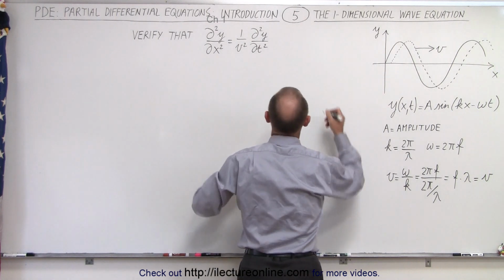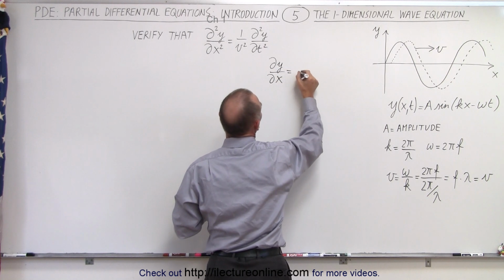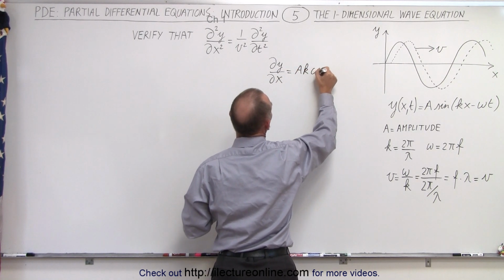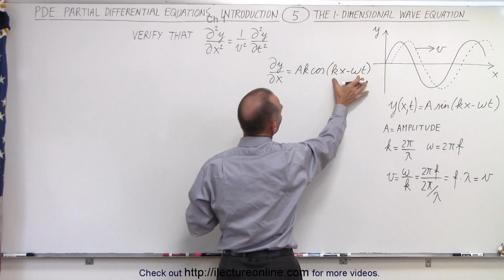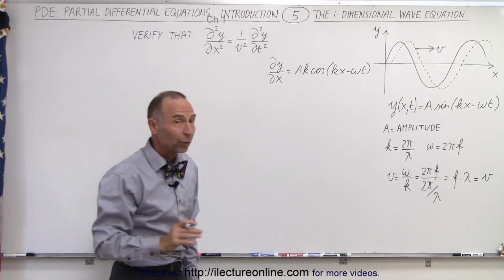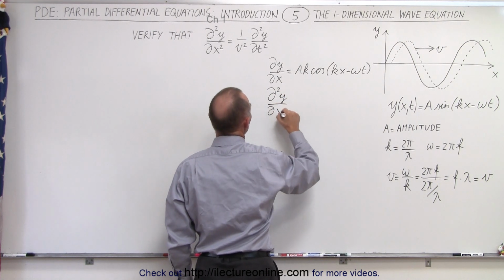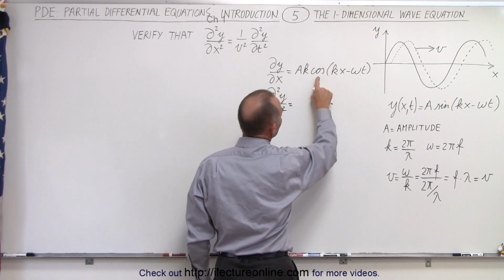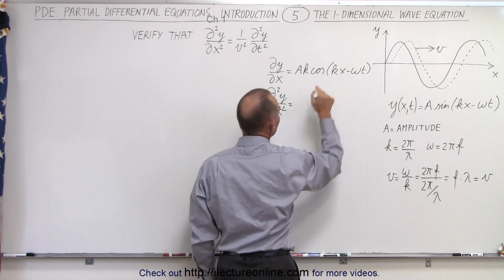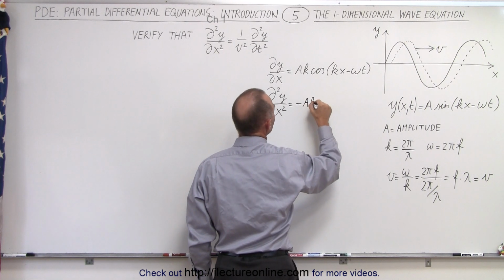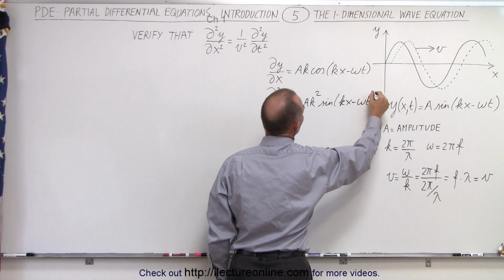All right, start with the first one. The partial of y with respect to x is equal to A times k times the cosine of kx minus omega t. The derivative of the angle gives us k. Now we're going to take the second partial derivative with respect to x. When we take the derivative of the cosine, we get the negative sign, and the derivative of the angle gives another k. So this becomes minus A k squared times the sine of kx minus omega t.